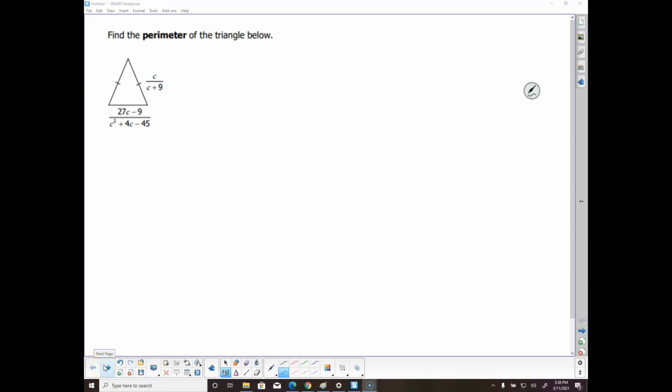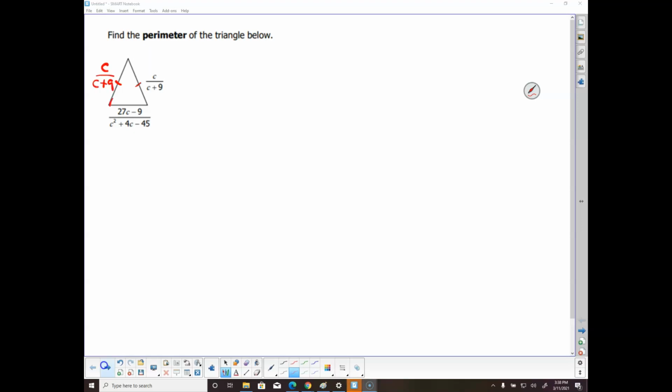Okay, so now we're asked to find the perimeter of a triangle, and in this case, it's an isosceles triangle. Right? We see these two little lines through two of our sides. Let me use a different color pen. That means those side lengths are equal, and so we know that this other side is also c plus 9.